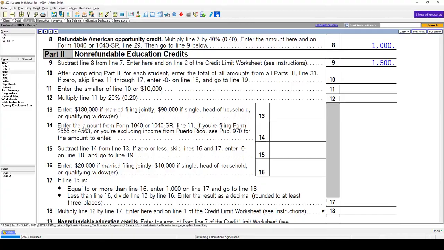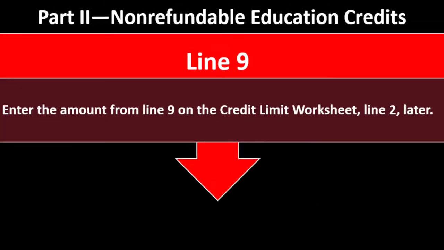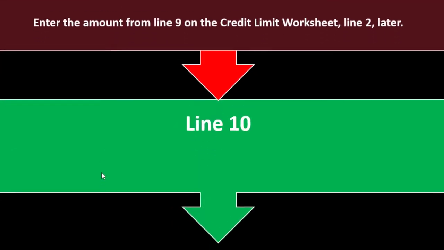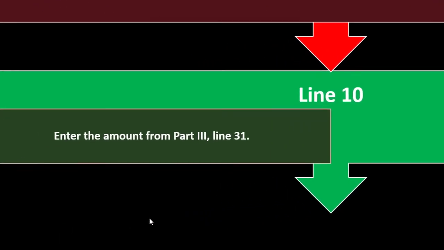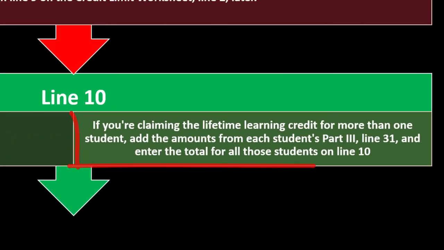Okay, so let's jump back over, and we're on line 9. Line 9, enter the amount from line 9 on the credit limit worksheet, line 2, later. And then we have line 10, enter the amount from part 3, line 31. If you're claiming the Lifetime Learning Credit for more than one student, add the amounts from each student's part 3, line 31, and enter the totals for all those students on line 10.